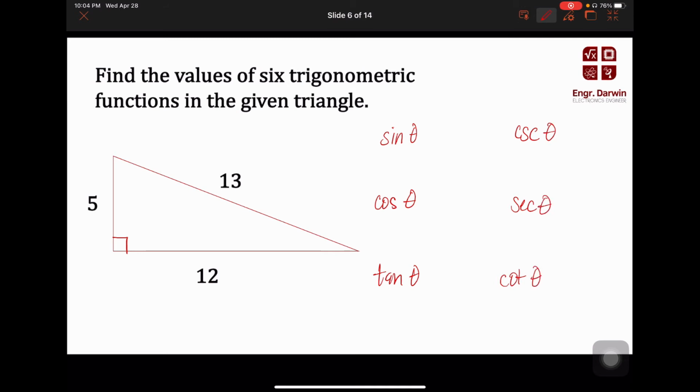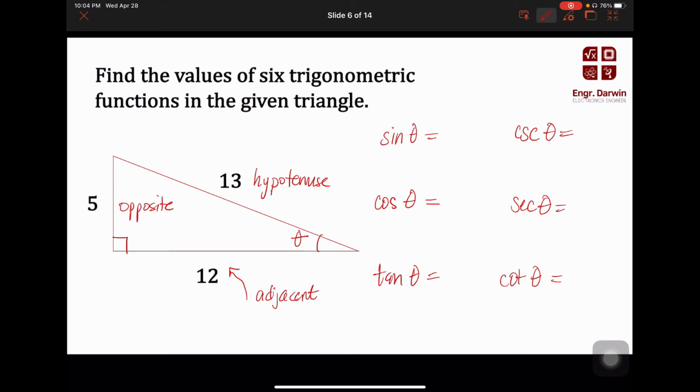Okay, the question is, nasan yung reference angle? So, lagay tayo ng reference angle dito. Then, identify muna natin yung mga sides. Ngayon, yung side na malapit sa reference angle mo, ito yung tinatawag na adjacent side. This is your opposite side. And then, ito yung hypotenuse. So, madali natin makukuha yung mga ratio or answers dito sa ating hinahanap.